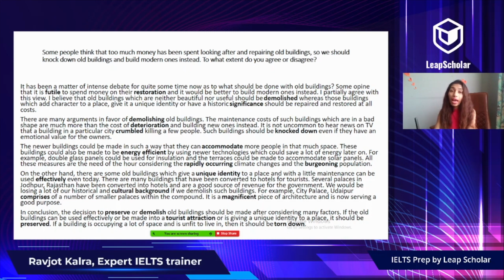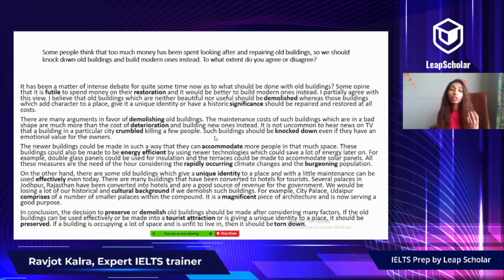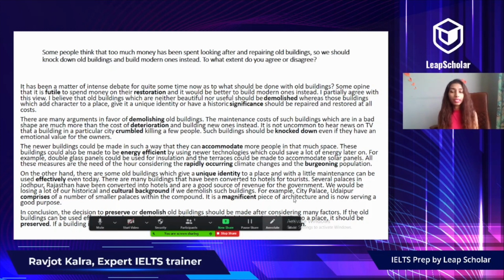If I talk about paragraphs only, then if you see, all the time it was introduced first, that was the topic sentence that we call. We explain it and then we give the example. That's exactly what you have to do as well.